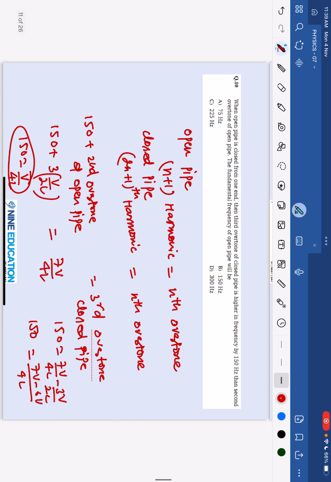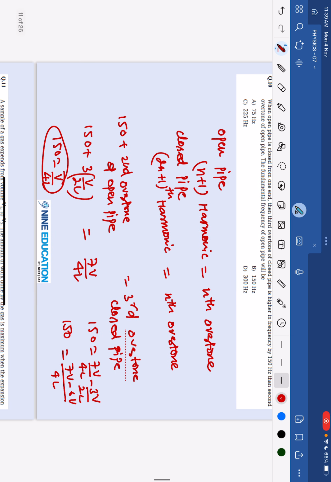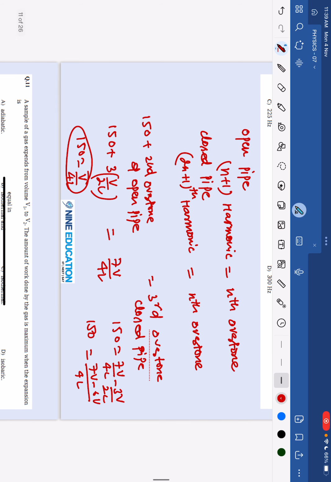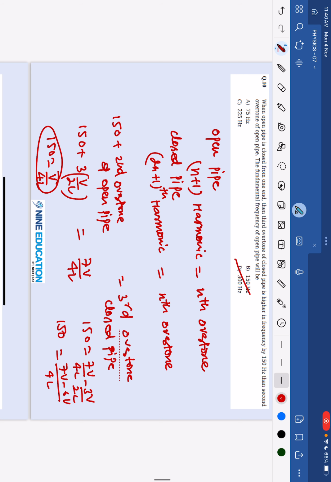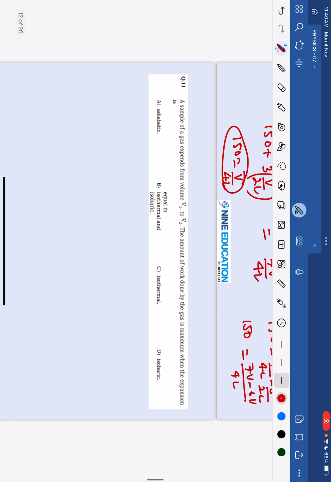Now this is the frequency of our closed pipe. Now we want to calculate for the open pipe. For the open pipe, we want to calculate V by 2L. So V by 2L is going to become basically 300. So D will be the correct option.